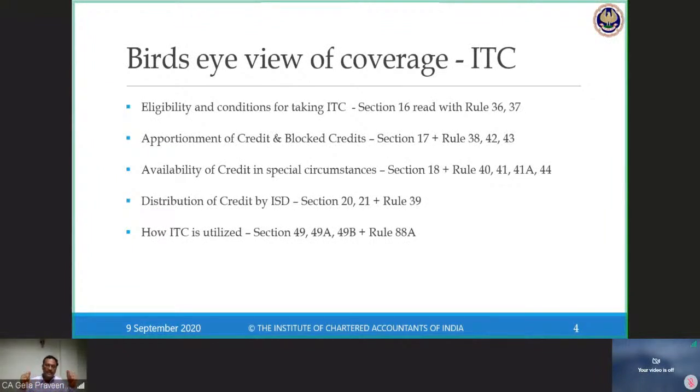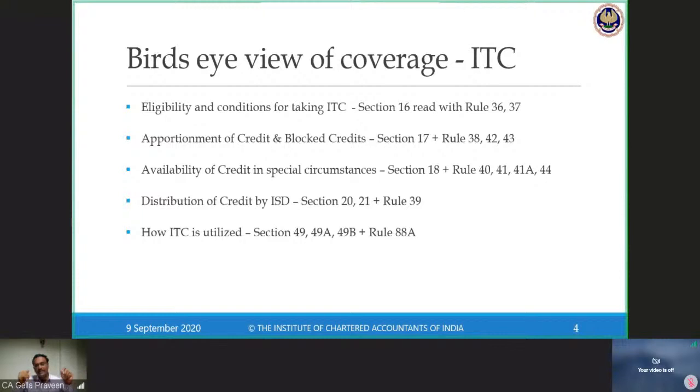So when I have learned what my input tax credit is, when I can take it, what the conditions are for taking input tax credit, what the blockages are, what the credits are which I cannot take, learning all these things, I have filed my returns. When I file my returns, my input tax credit goes and sits in my electronic credit ledger.